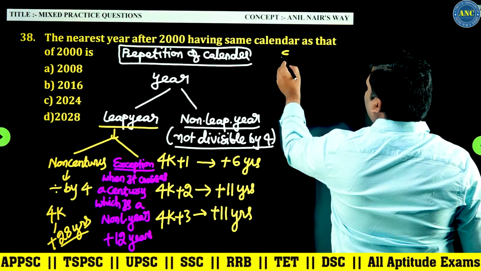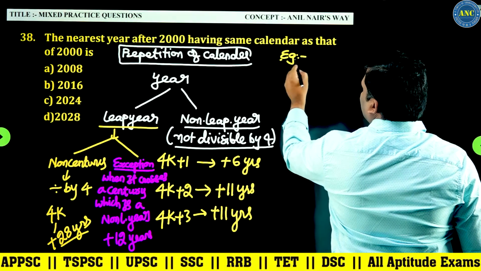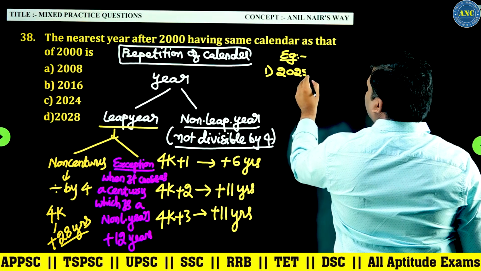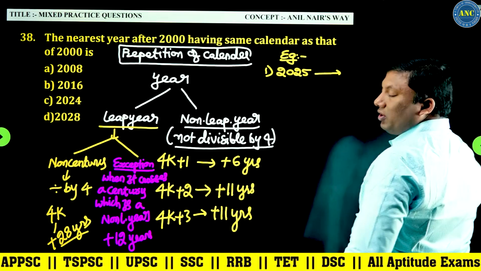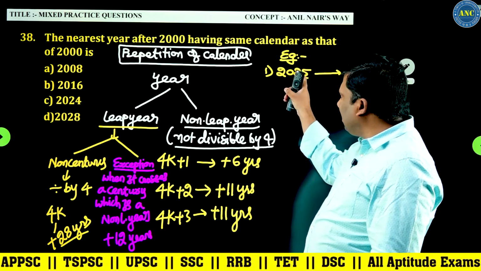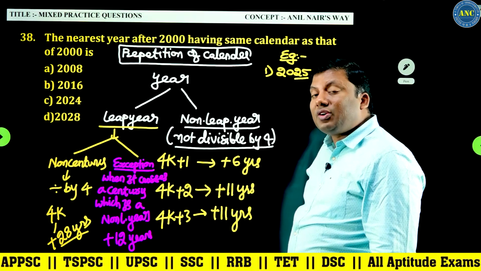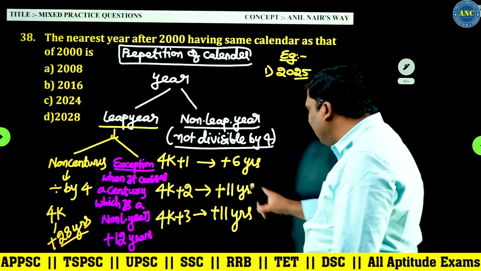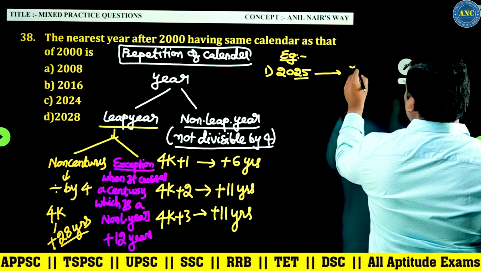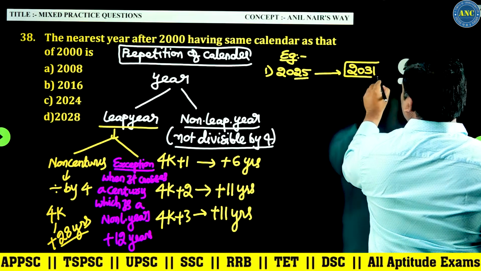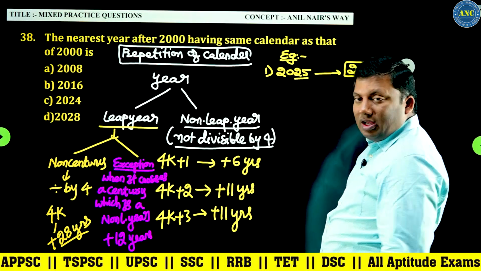Examples. Suppose 2025 is there. First check whether it is a leap year or a non-leap year. Divisibility rule of 4: 4 6s are 24 plus 1. 4k plus 1. The calendar will repeat after 6 years. 2025 plus 6. Answer is 2031. Are you all with me?